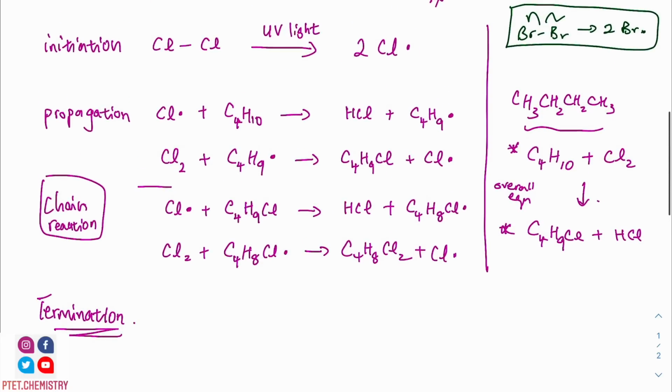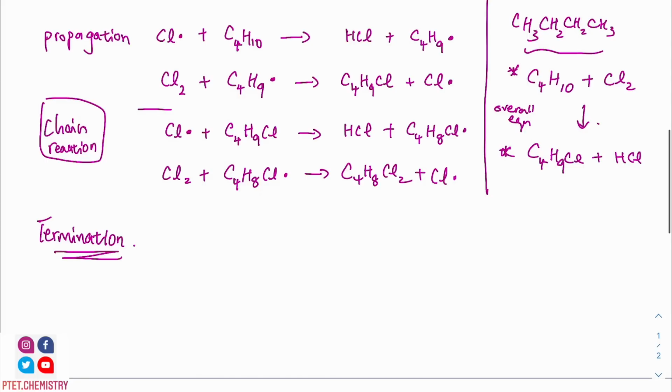Termination is the opposite of initiation. Initiation requires energy. This is endothermic, you are breaking. Termination is exothermic, you are forming, you are reforming. So it's what we call reforming radicals. So the radical and radical will come together.